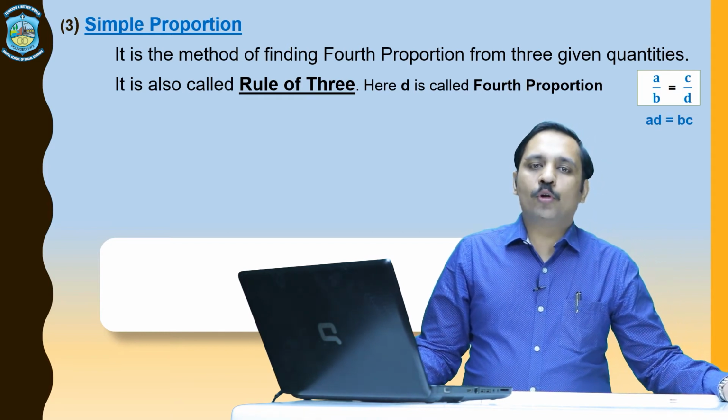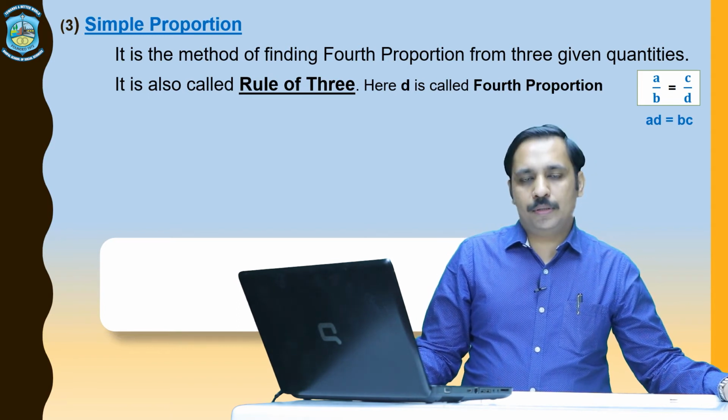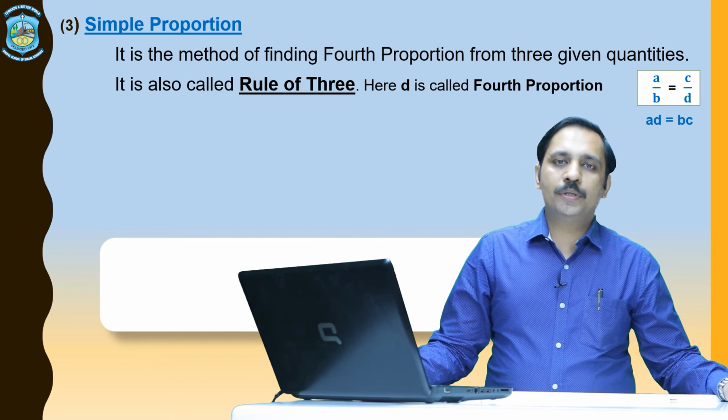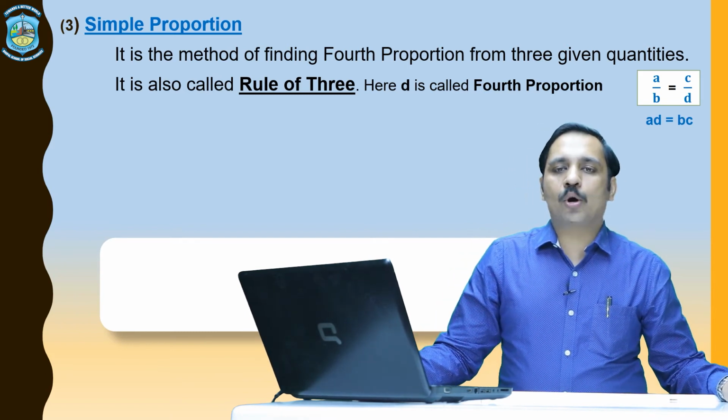It is also called rule of 3. We have already seen this. Here, D is called the fourth proportion. A is called the first proportion, B the second proportion, C the third proportion and D is called the fourth proportion.